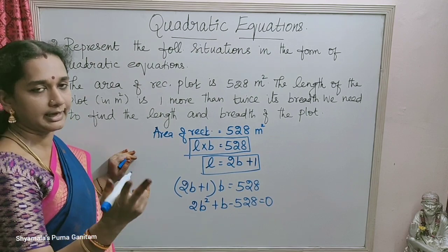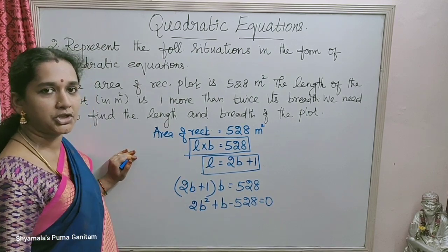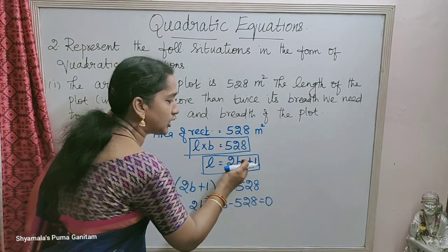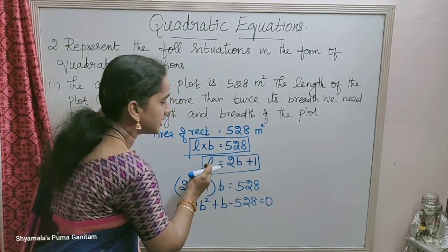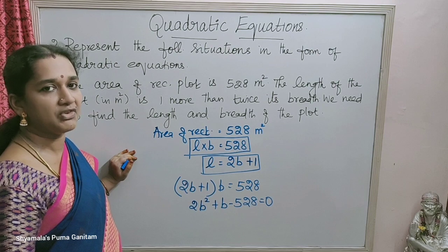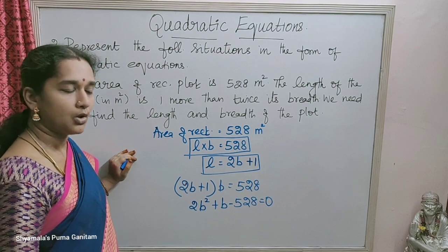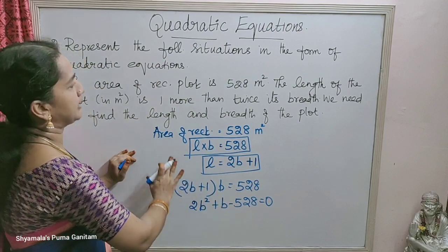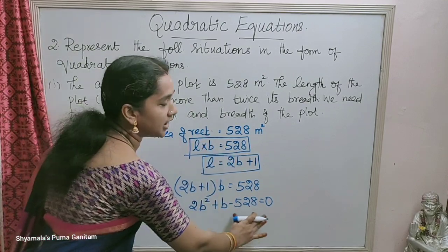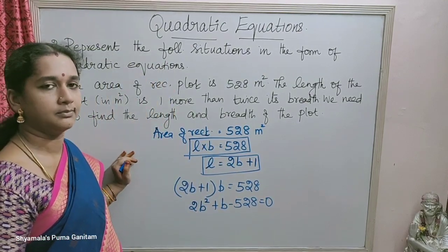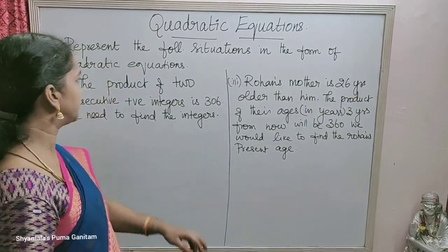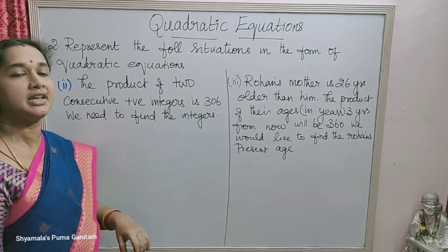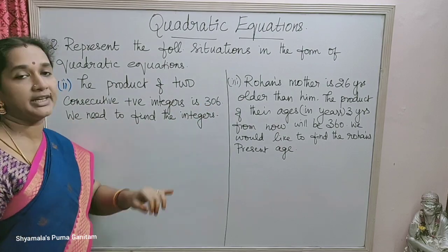Two values we will get. As this is a quadratic equation, we will get two values for b. That we will substitute in this equation and find the length value also. Okay, clear. So this is the quadratic equation. So we have represented the given situation in a quadratic equation. Okay. Next sum: the product of two consecutive positive integers is 306. We need to find the integers.